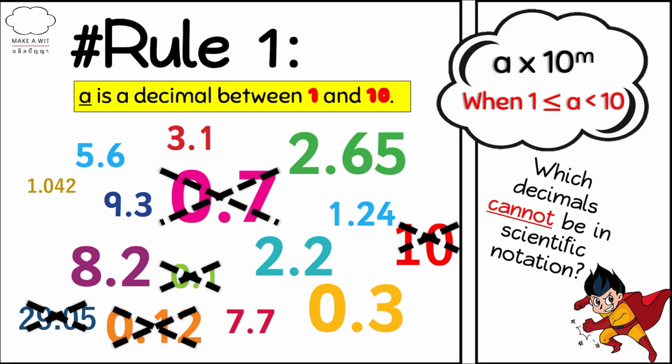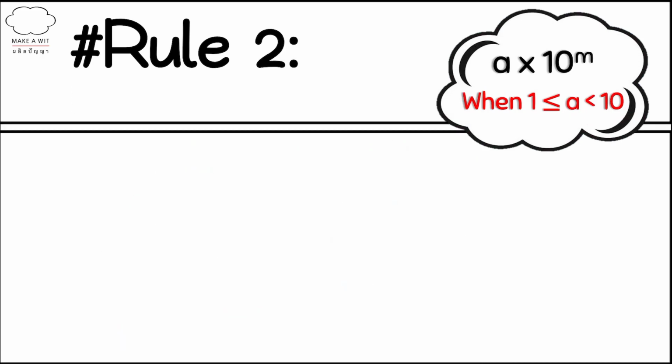What about this? No. Alright, so now you have it. You need to remember A can be between 1 and 10. It can be 1, but it cannot be 10. And then the number in between. Okay? Don't forget. A is greater than or equal to 1, but less than 10. Okay? Rule number 2, it will be about, guess what? This.